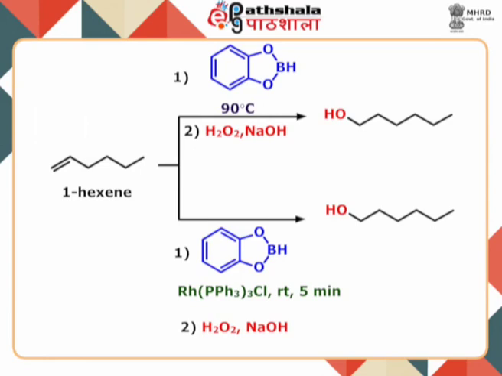Now, let us try to understand this with the help of an example. As you can see here, 1-hexene, when it is treated with this catechol borane and then later on oxidized with H2O2 in the presence of NaOH, we get this corresponding alcohol. But in this reaction, notice that the temperature required is very high, that is 90 degrees centigrade.